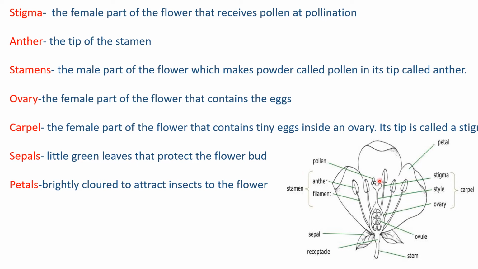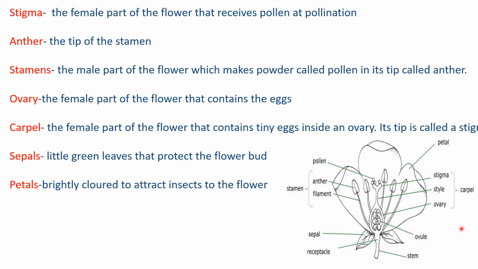What do you mean by the female part: the stigma, style and ovary? The stigma is the female part of the flower that receives the pollen at pollination, and the ovary is the female part of the flower that contains the eggs. Okay, and the carpel or the pistil is one and the same thing. That is the female part of the flower that contains the tiny eggs inside an ovary. Its tip is called the stigma.